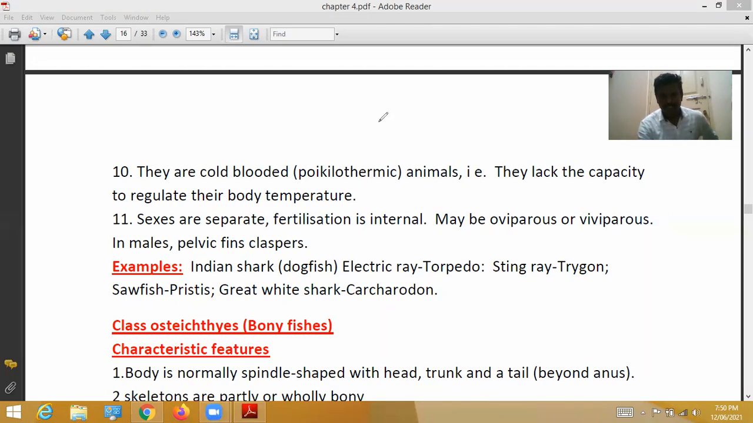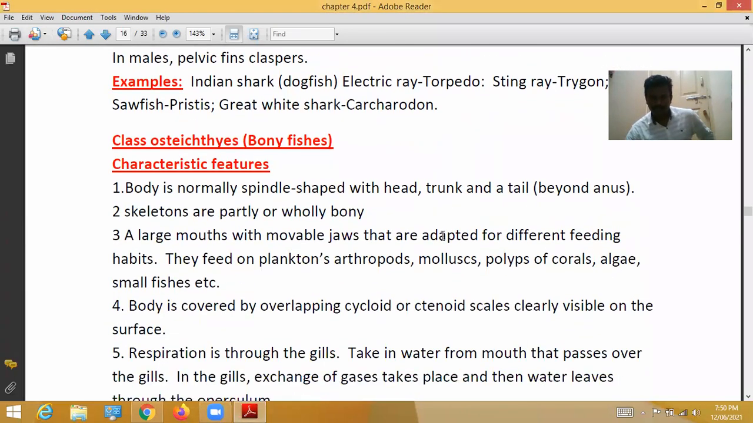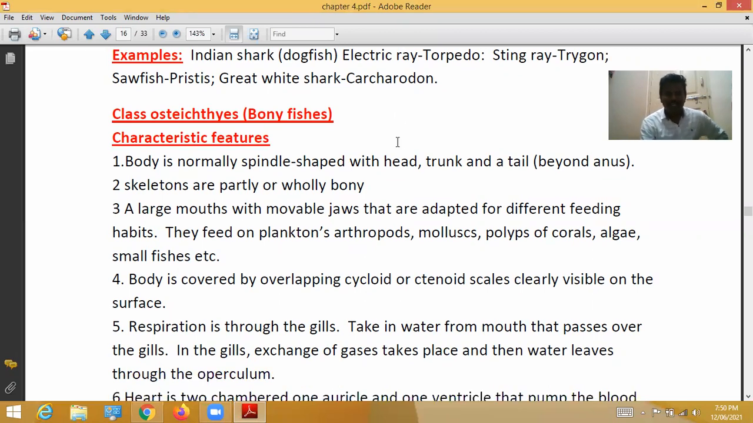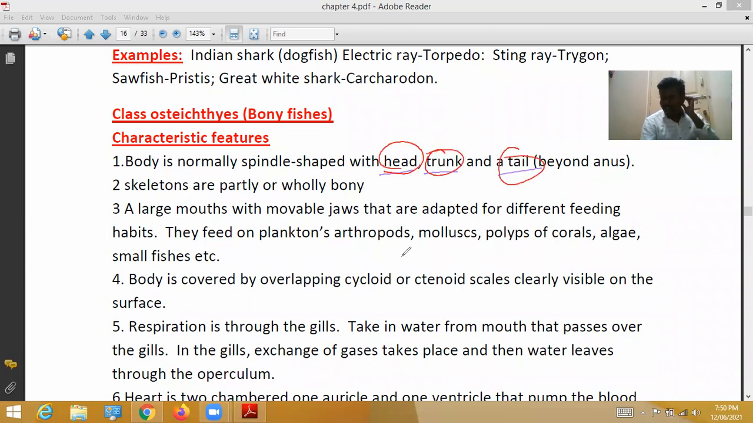Okay, next here, if you will see, the class Osteichthyes, the bony fishes. The characteristic features of bony fishes are: the body is normally spindle shaped, triangular shaped, with head, trunk, and tail. Head region, trunk region, tail region will be there. The tail is present beyond the anus.